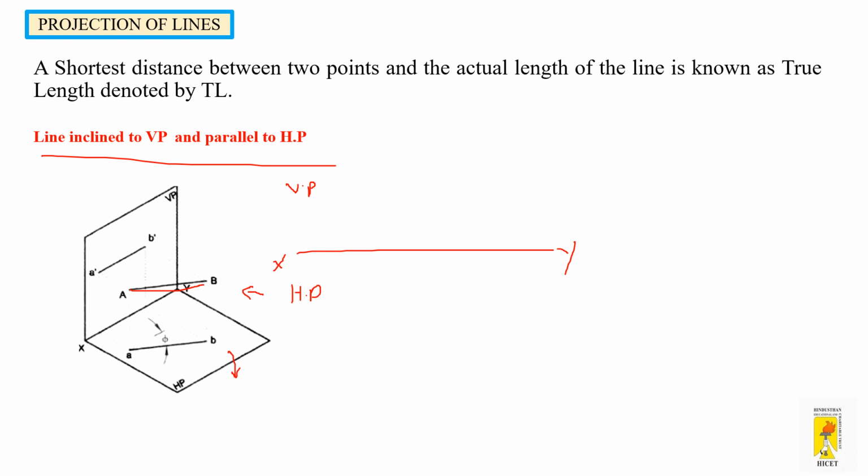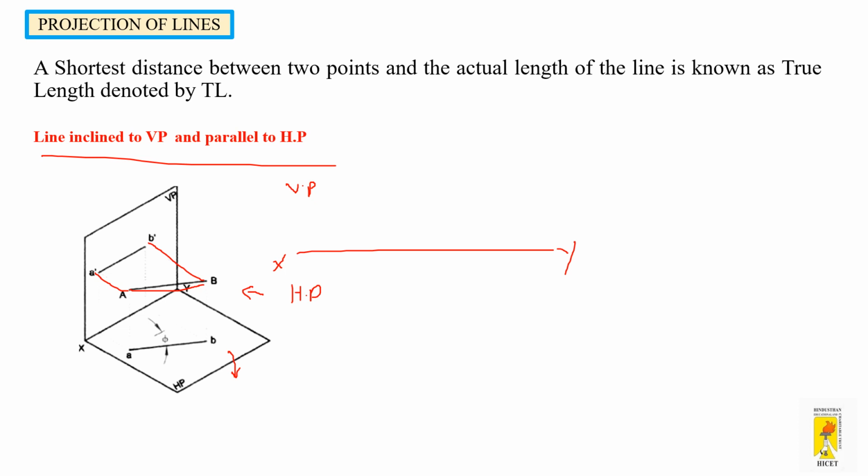So here the line is inclined to VP. The viewer views from the front side of this line. You could view the point B first because it is nearer to the viewer, and the point B is projected on the VP like this, and A is far from the viewer. So the A is projected on the VP like this. So it looks as if this line is shorter.